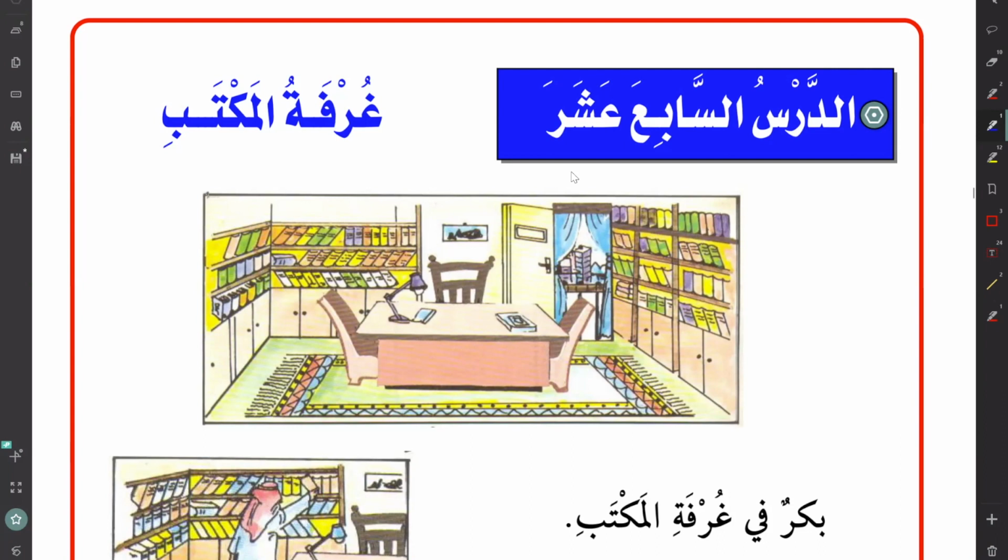So we are starting with Ad-Darsu Sabi Ashara. It's the 17th lesson and it's called Ghurfatul Maktab. Ghurfa is the room, right? Al-Maktab is the office. Remember, we mentioned it has two meanings. It can mean desk, and it can also mean office. So when you say ghurfatul maktab, it would mean the office room.